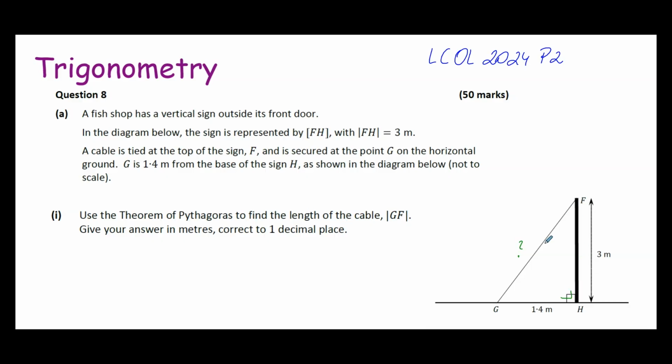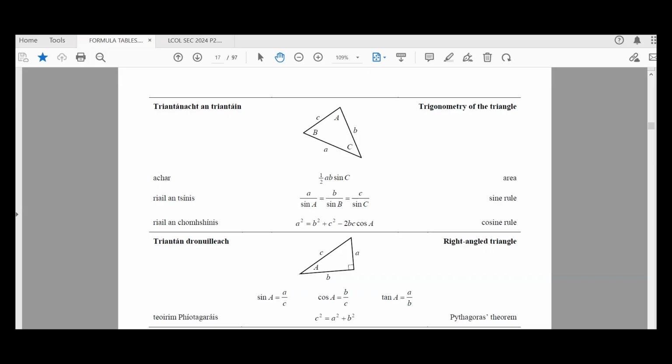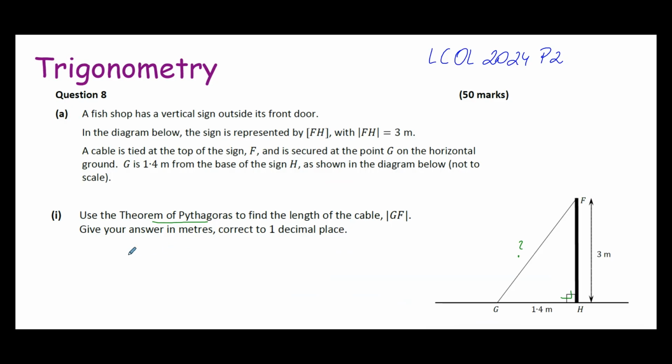When we have a right angle triangle, we have always two options. Either it's Pythagoras or trigonometric ratio. Here, they are very kind. They are telling us that it's Pythagoras that will work here. So first of all, we go to our maths tables, and here, page 16, this is where we have Pythagoras. So we write down our formula.